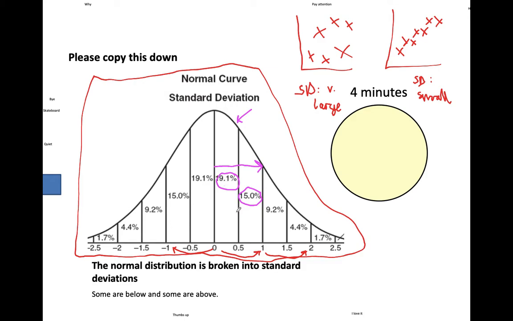Therefore, we're going to say that approximately 34% of the data, which is these two added together, occurs between 0 and 1 standard deviation above the mean. So please pause the video and copy down everything in this red box, and you may want to make some additional notes, which I've done in the pink and the red. Off you go.